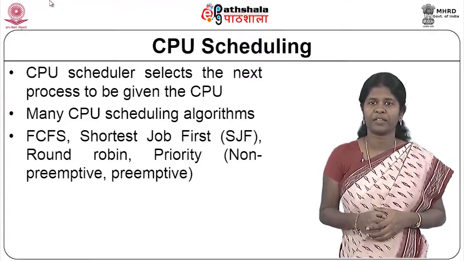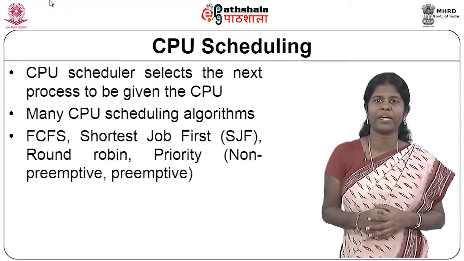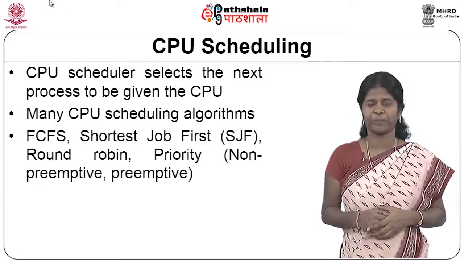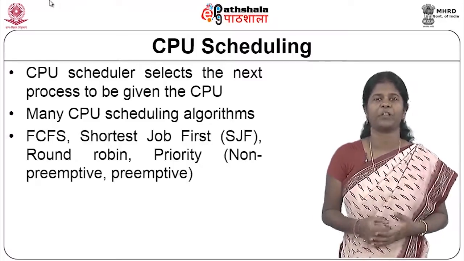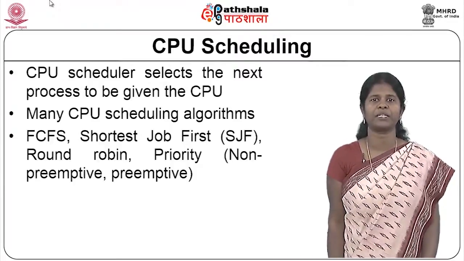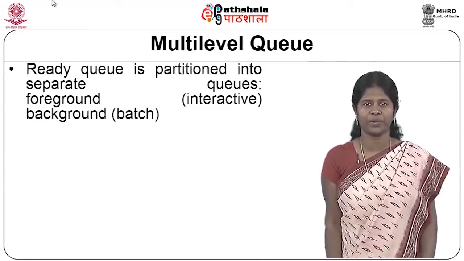In a preemptive algorithm, whenever a low priority process is running and a high priority process arrives, the low priority process is preempted and the high priority process is given the CPU. And now continuing from this, we will move on to learn about multi-level queue scheduling.